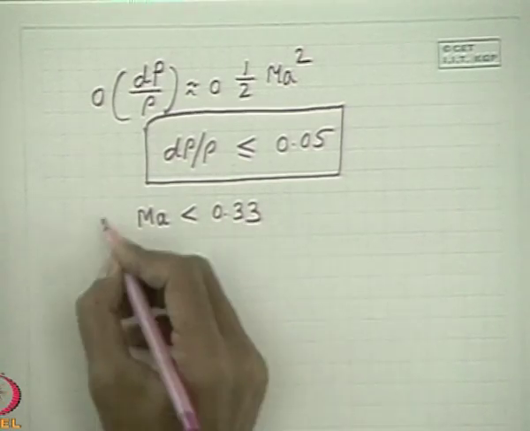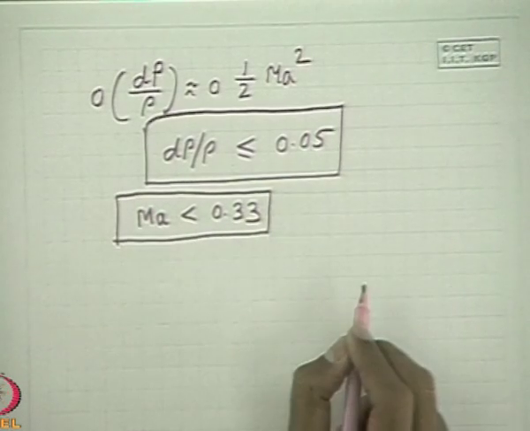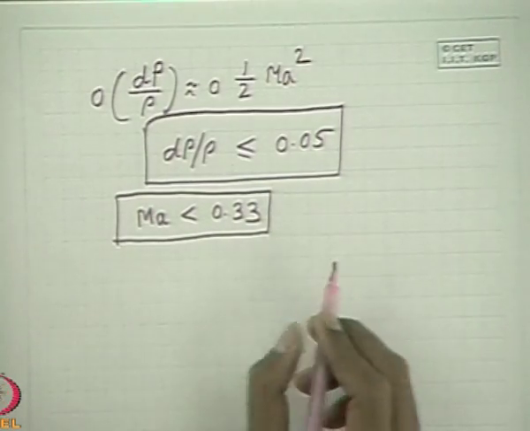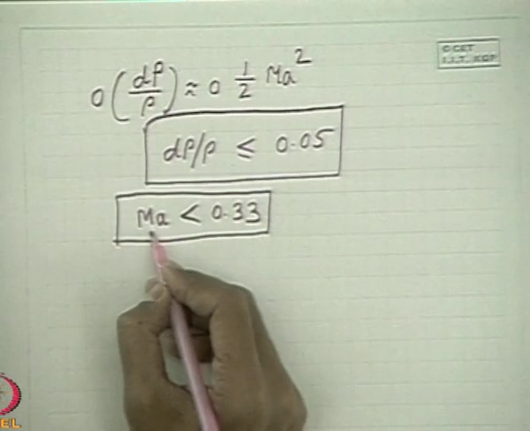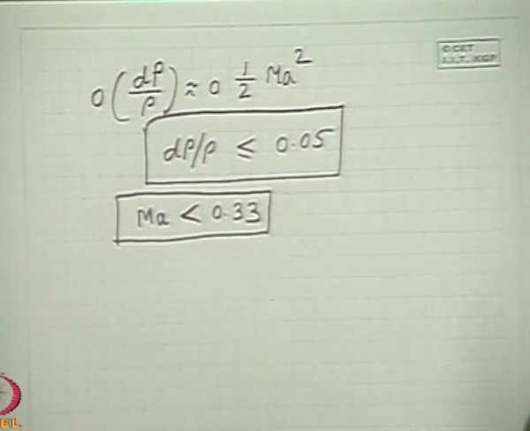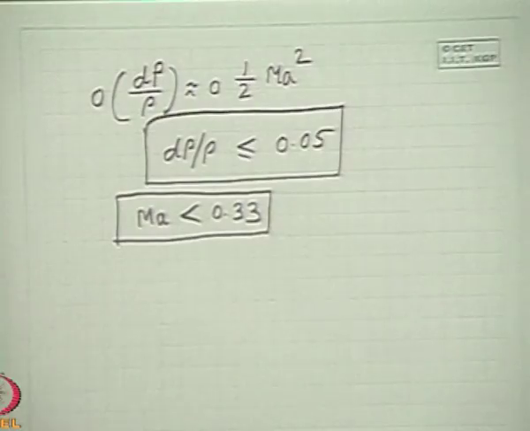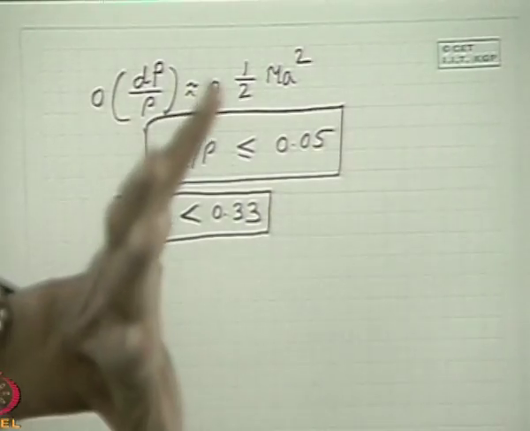So this is a very useful conclusion that for flow of any gases at any condition, if we just verify that Mach number is less than 0.33, then the flow is incompressible. It is not the velocity only, it is the non-dimensional term Mach number. So we check that if the Mach number is less than 0.33, the flow is incompressible.